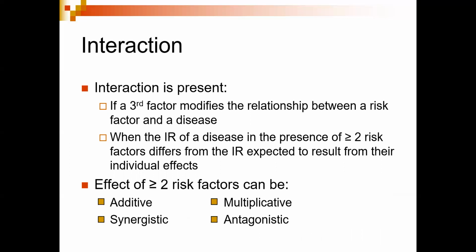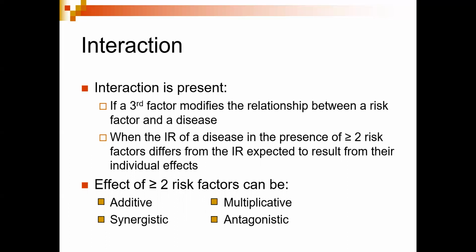Then the next thing we need to discuss briefly is the issue of what we call interaction. By interaction, what do you mean? Remember, we said confounding distorts the relationship between your exposure and your outcome. But by interaction, this third variable modifies the relationship between a risk factor and the disease.